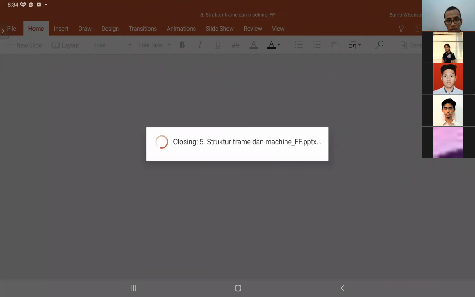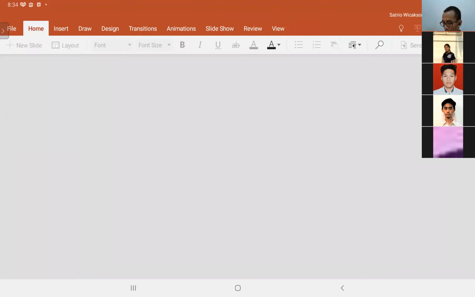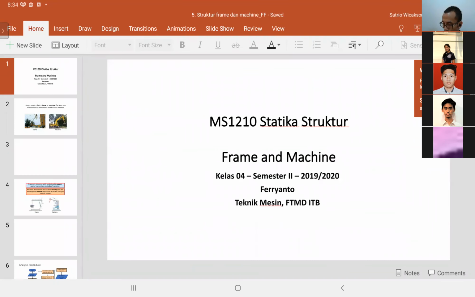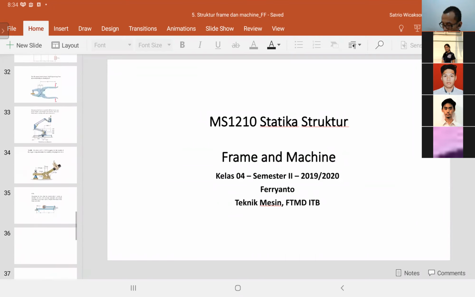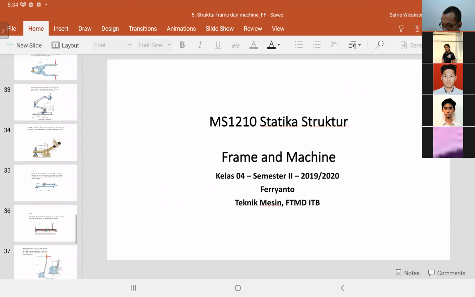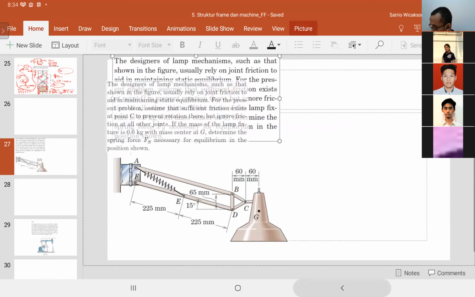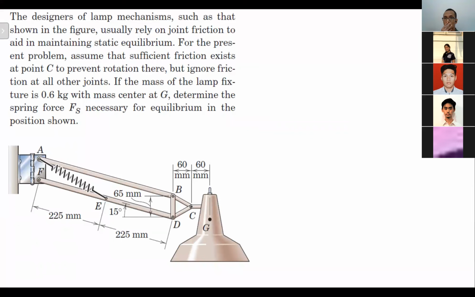Okay, let's try this one. Please, all of you try to read it carefully, and we will try to do it together.